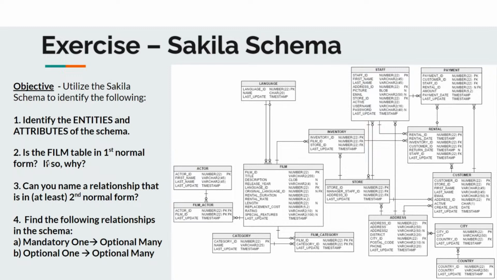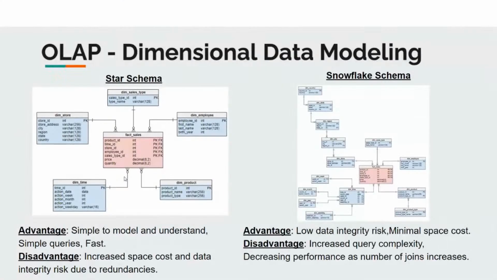So is the film table in first normal form? If so, why? So it is in first normal form. And then if you were to go back to the rules of first normal form, all of the attributes in the table are uniquely identified by a primary key, the film ID. And it doesn't matter what order the columns or the rows are in, you'll still end up with the same information. And then what was the other one?